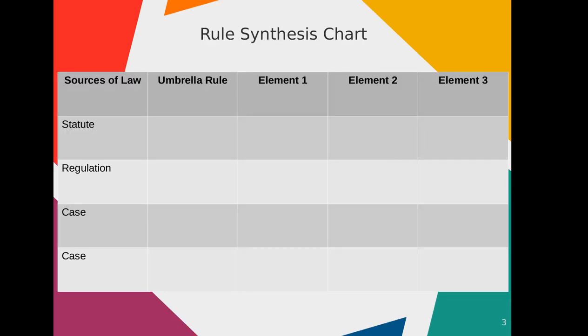This is a rule synthesis chart. As you can see, we have our sources of law on the left. Some examples would be statutes, regulations, case law, and then across the top we separate out our rule. We have an umbrella rule, and then the elements broken out from that umbrella rule. In this case we have 3 elements. Of course, in other cases you may have 2 elements, 4, 5. You may also have different numbers of sources of law. You can make this chart as large or as small as you need to.